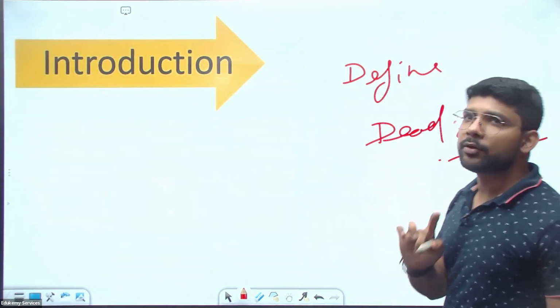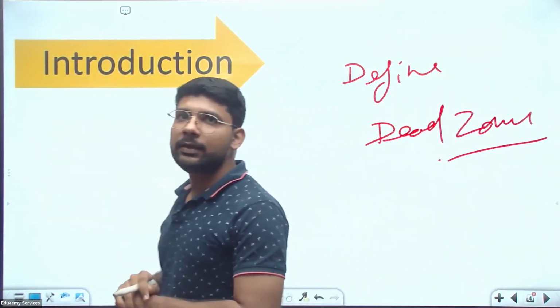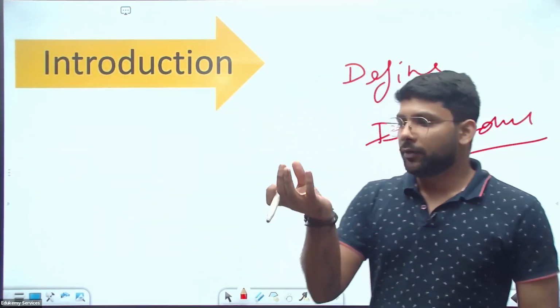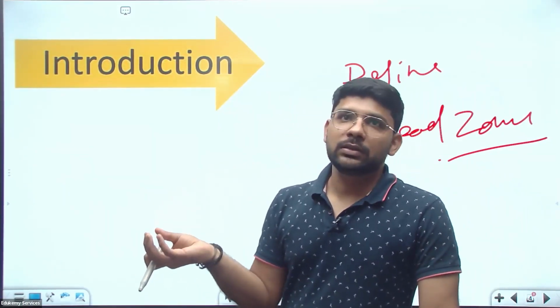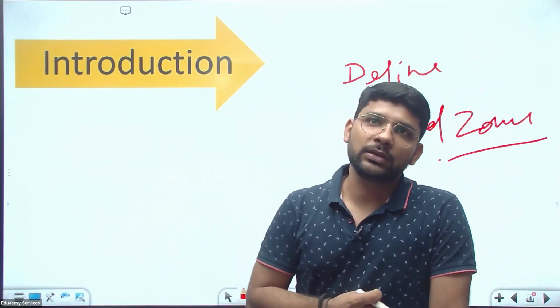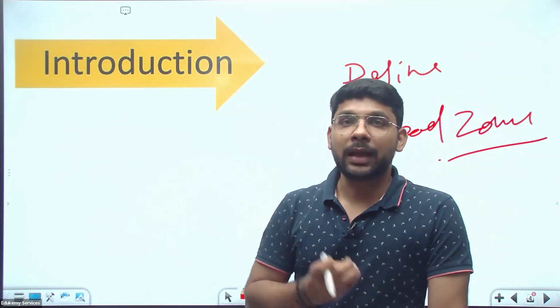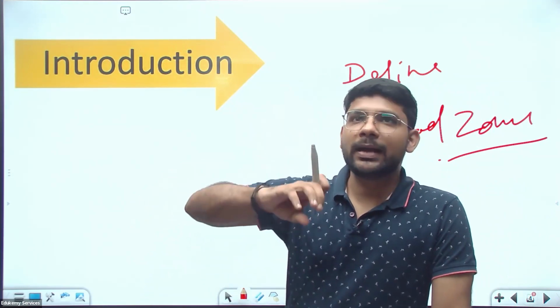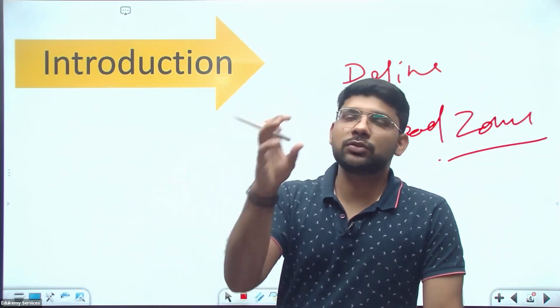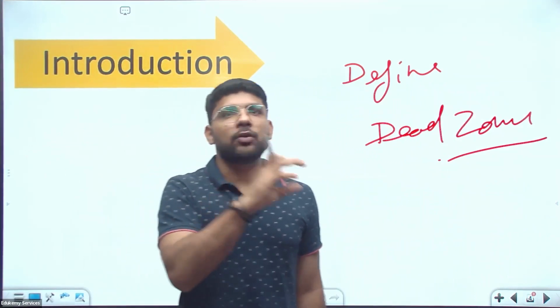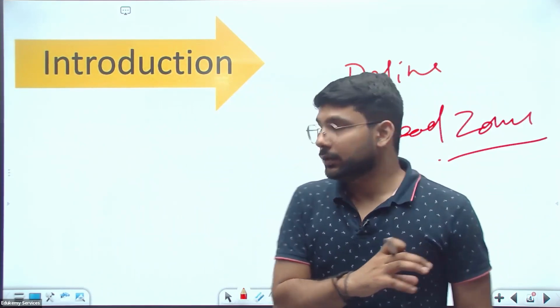So this is a 10 marker question asked in the UPSC 2018. So we will start the introduction by defining dead zones. These are the areas which have a lack of oxygen, which leads to the death of the marine organisms. Okay. Now, the question is demanding that we write the consequence of dead zones on marine life.